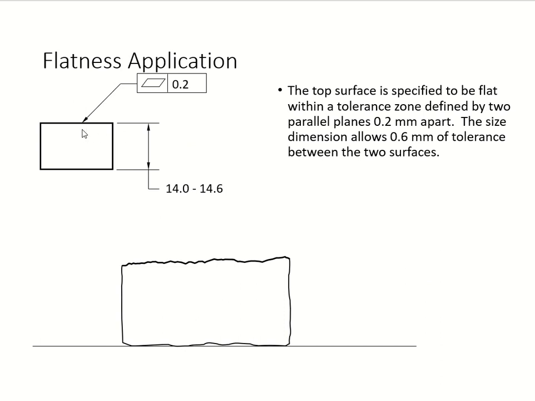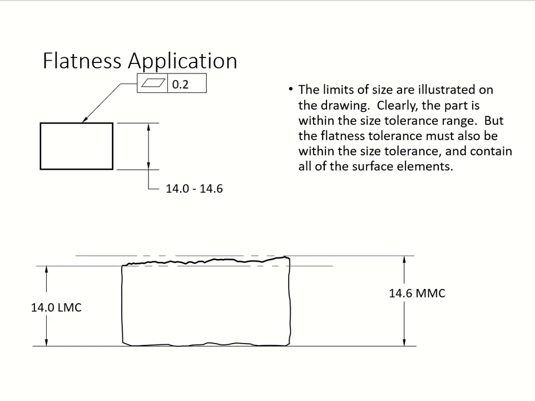The top surface right here has to be flat, of course, within this tolerance zone, and we usually show it with two little parallel lines. The parallel lines come from your parallel planes, which in this case are 0.2 millimeter apart from each other. The size dimension allows for these size limits right there, so that's a 0.6 millimeter tolerance between the two surfaces. That's your size dimension allowance.